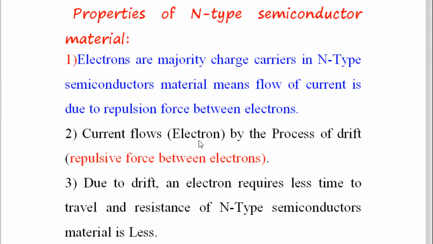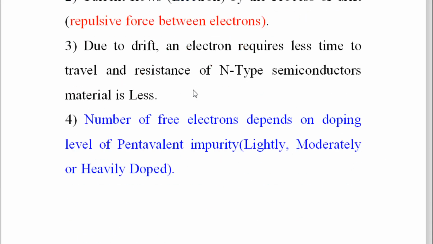So here current flows, that is electron, by the process of drift. Drift means what? There is a repulsive force between electrons, and that repulsive force between electrons is called drift only. Due to drift, an electron requires less time to travel. Travel from where to where? Positive of the battery to negative of the battery through semiconductor material, that is N-type. And that diagram I am going to show you. So here, due to drift, the electron requires less time to travel, and resistance of N-type semiconductor material is also very less. So in this way, that property is very important.